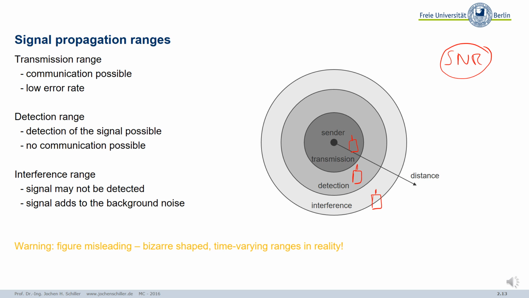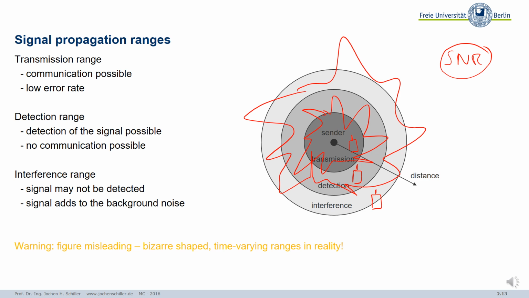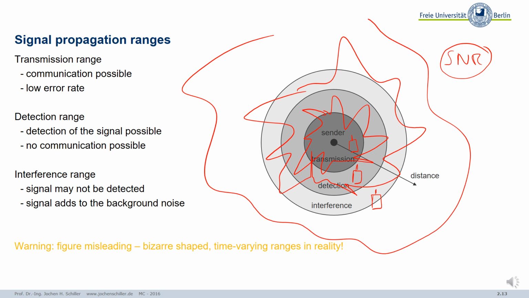Okay, so now this again is an idealistic picture, because the problem is that in real life, we do not live in vacuum. We have obstacles, whatever, so transmission ranges might look like this. And also detection ranges might look like whatever. And interference range, who knows? And that's one of the problems. So it's more this kind of bizarre shape figure.